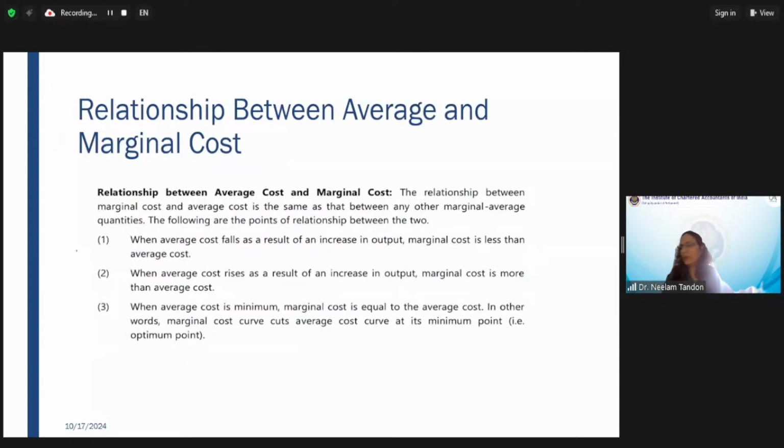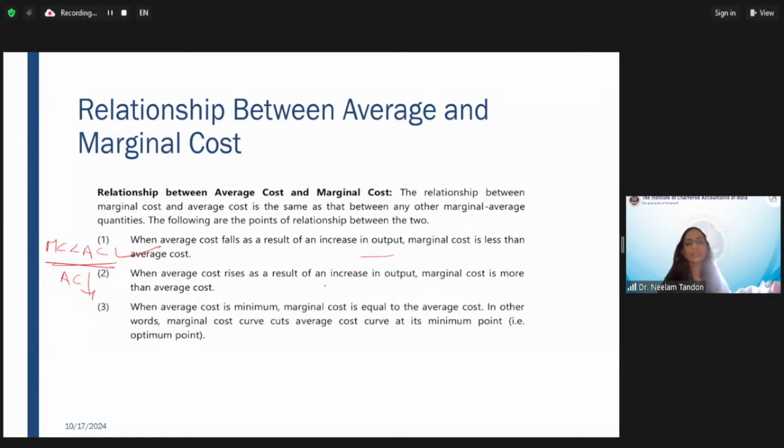What is the relationship between marginal cost and average cost? We have already shared that the average cost is dependent on what? Marginal cost, which depends on the law of variable proportion. So what is the relationship when the average cost falls as a result of increase in output? Marginal cost is less than average cost. We have already shared that when MC is less than average cost, average cost will decrease.